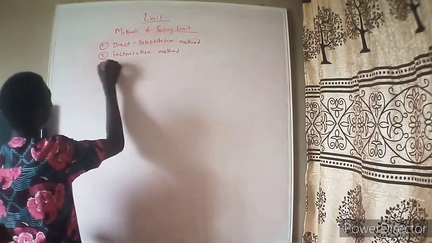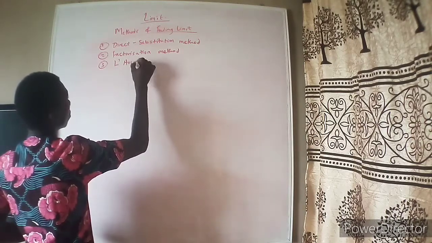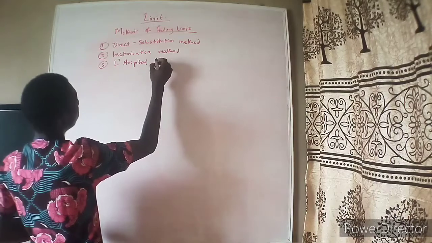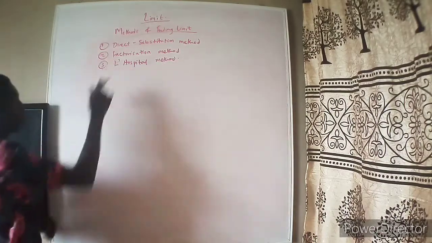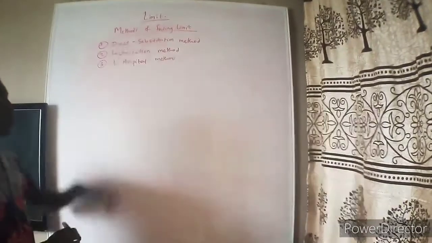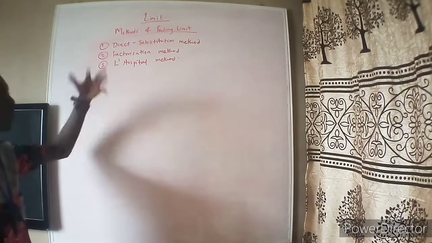And the third one is L'Hospital's method. Now this third one is the one we won't be treating now, because we'll be making use of differentiation there, because we'll have to differentiate. There's a way we do it, sure. But I will have to treat a particular branch.